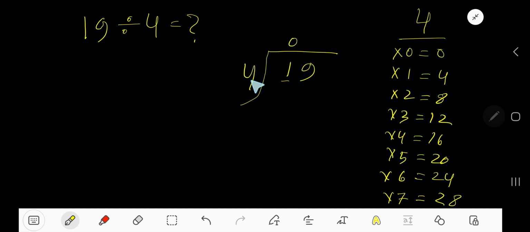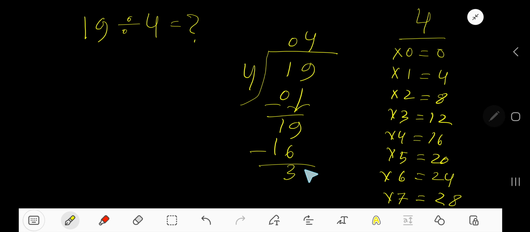0 times, as 1 is less than 4, so 0 times 4, 0. Subtract, and bring down this 9, making 19. How many times does 4 go into 19? 6 times is 24, 5 times is 20, which is greater, so 4 times. 4 times 4, 16. If you subtract, you get 3.